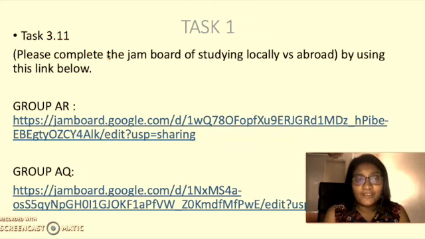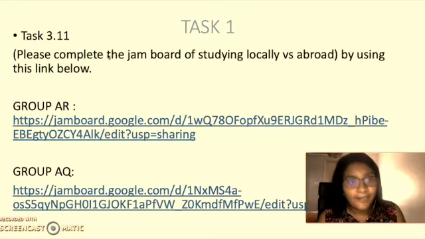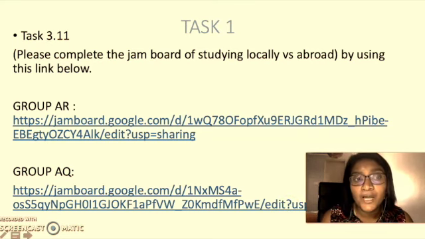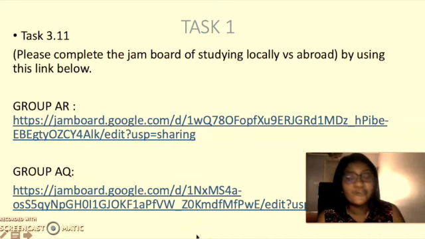So we're done with that part of the lecture. I really hope you understand. If you don't, you can always drop me a question in the Telegram group so that I can assist you. So you have two tasks to do here. The first one is you have to complete a Jamboard. This is only applicable for these two groups. For the rest of the groups, I'm going to put up the link separately in the Google Classroom.